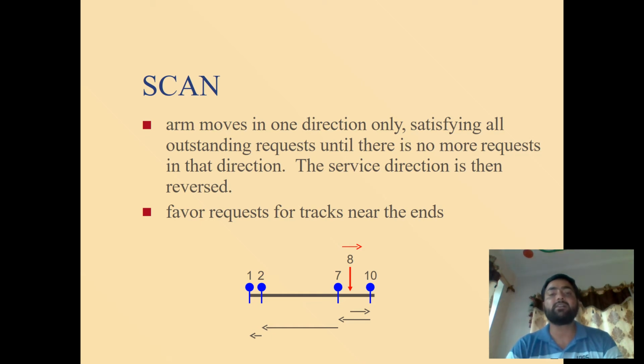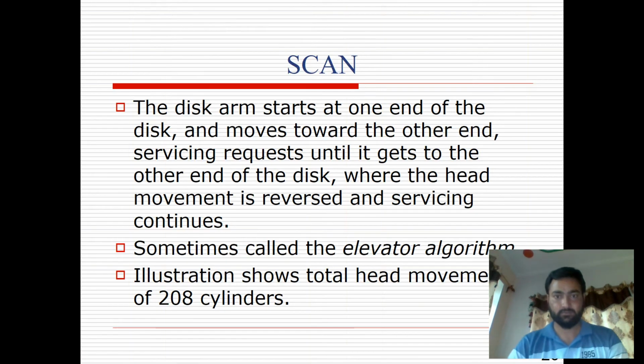Also, after reaching the last request in a particular direction, it will touch the end of the disk, and then it will move to the other direction. So it basically favors requests for those tracks which are near the ends of the disk. Sometimes the SCAN algorithm is also known as the elevator algorithm because it steps in one direction first and then in the other direction, just like elevators that move in buildings.